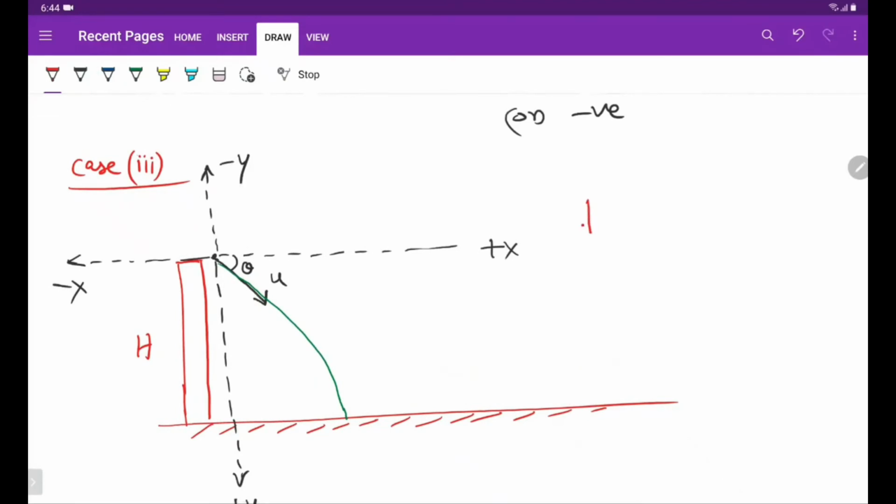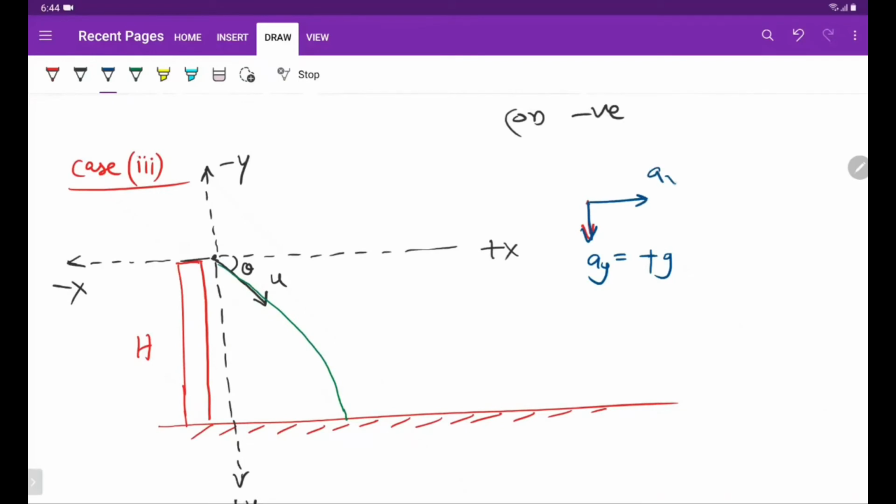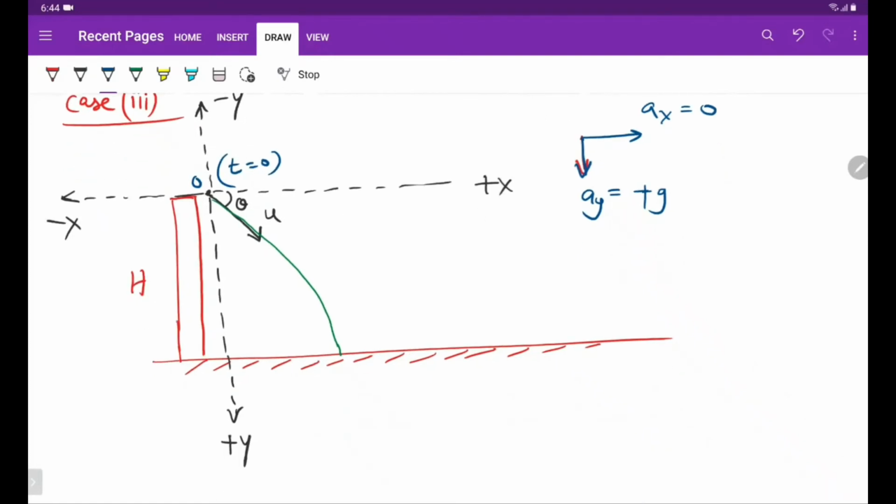We know gravity is always downward. Normally ay is minus g, but here it is downward, so plus g, because downward is plus. And along the right side ax is 0. From where we are projecting, that is the origin, and time is 0. After some time it will follow this path, a parabolic path only.